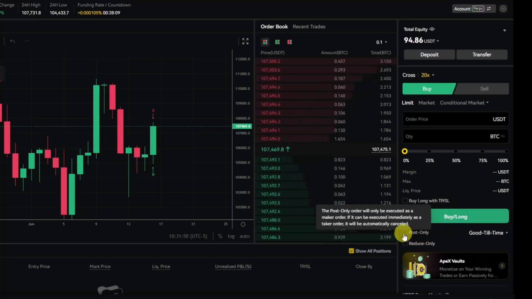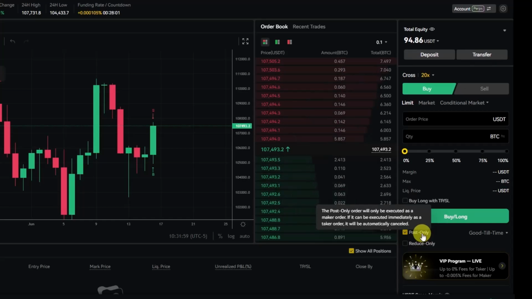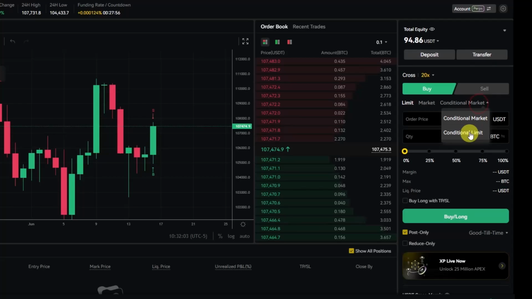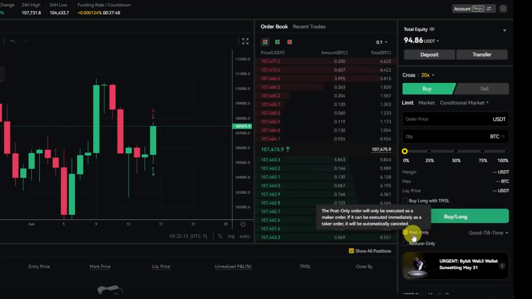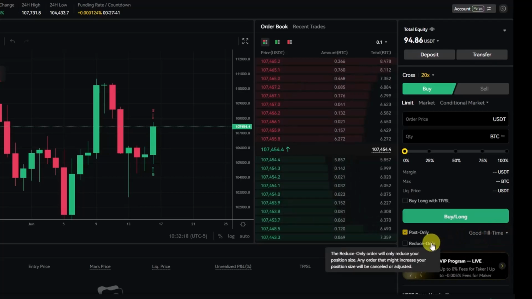Post only is if for some reason you did a market order by accident, it won't fill. It has to fill by limit order. Okay. And this usually applies when you do a stop limit, stop market, I believe, or maybe more like a stop limit where it passes the price, I believe. And you want to make sure that you fill with limit orders to save on fees. Okay. I don't really adjust this good till cancel. I don't think you can anyways.